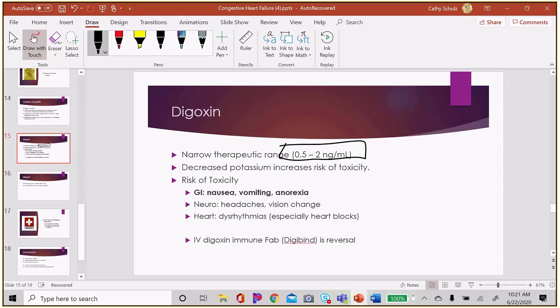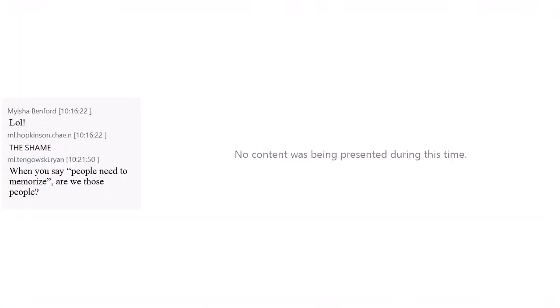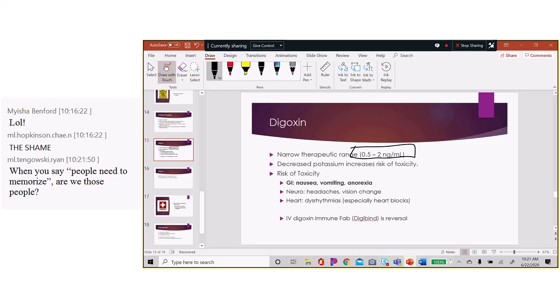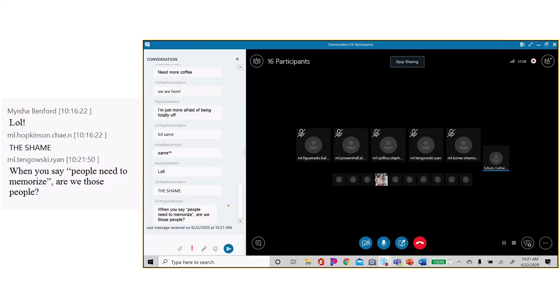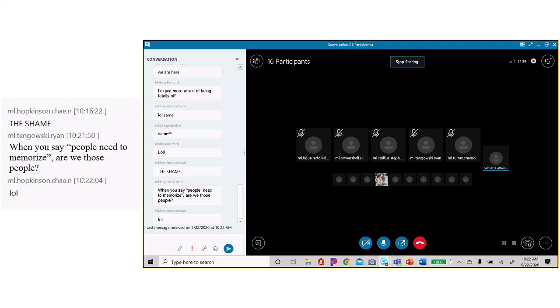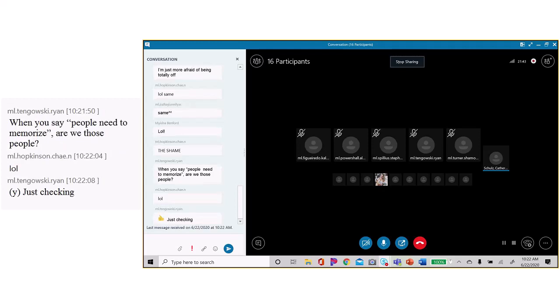So this is a very tiny range, and if the patient has a blood test for their digoxin level and it comes back as 1.9 or 2, you are allowed to give it. Are we those people who have to memorize it? Yes, Ryan, you are those people. Memorize it. Yes, that's awesome. What do you say? People need to memorize? Yes, you are those people.